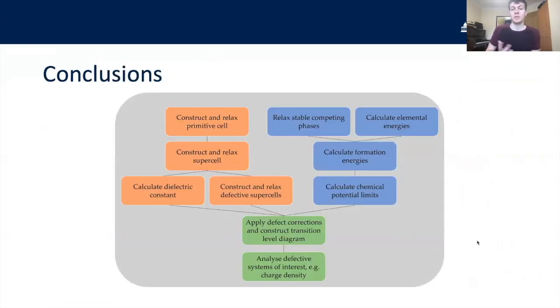Finally, to conclude, we'll just give a reminder of the steps we've gone through. We start with our relaxed primitive cell, from which we calculate the dielectric constant and construct our defect supercells, which we then relax and calculate the total energies. At the same time, we relax and calculate the energies of our elemental and competing phases, from which we determine the chemical potential limits. Feeding these results into our post-processor, whether AGE, doped, or elsewise, we apply the finite size corrections and construct our transition level diagram. And then we use this to analyze the defect behavior in the system, likely taking a closer look at defects which are particularly relevant to the overall system behavior.